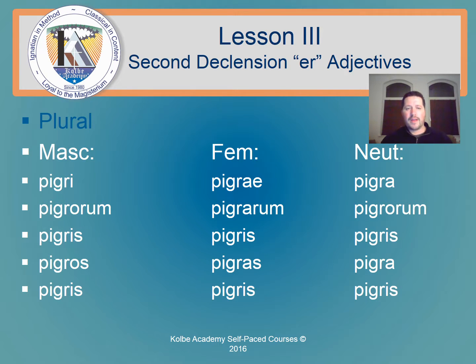So for the plural, I hope this is what you got. Pigri, pigrorum, pigris, pigros, pigris, pigrae, pigrarum, pigris, pigras, pigris, pigra, pigrorum, pigris, pigra, pigris. Again, neuter agreeing. So if you never mastered that in first form Latin, I'm sure you did. But if you're having any problems, here's a good chance to review. Make sure you're getting all of these right. So when you're ready, let's go to the next slide.